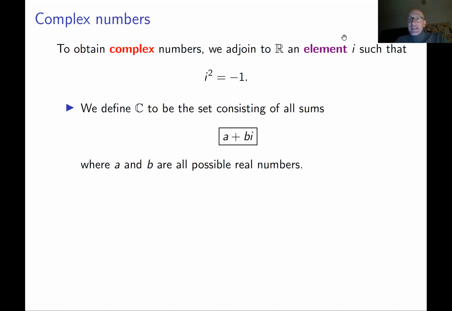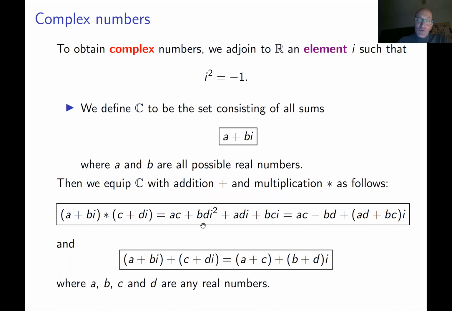Then you can form a set that consists of all possible sums a plus bi, where a and b are any real numbers. You define this set to be the set of complex numbers, denoted by bold C. And then you equip this set with addition and multiplication operations, such that all usual rules of addition and multiplication hold. Namely, you define addition of two complex numbers using this formula. (a plus bi) plus (c plus di) is just (a plus c) plus (b plus d) times i. You just group common terms together.